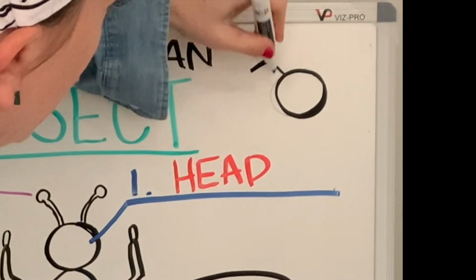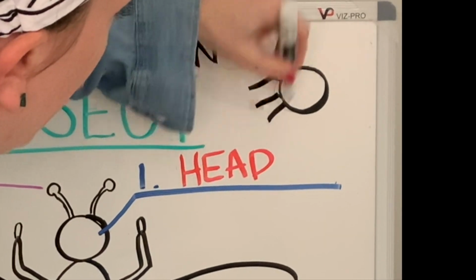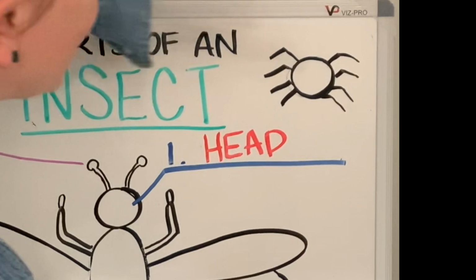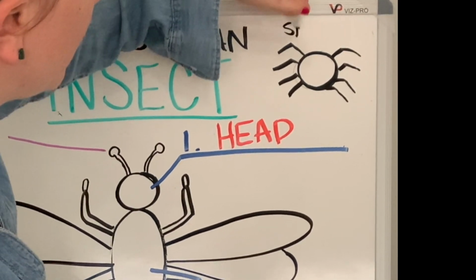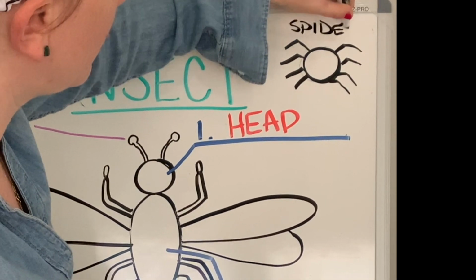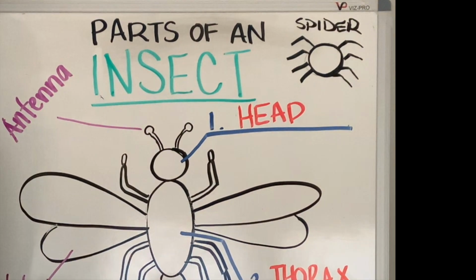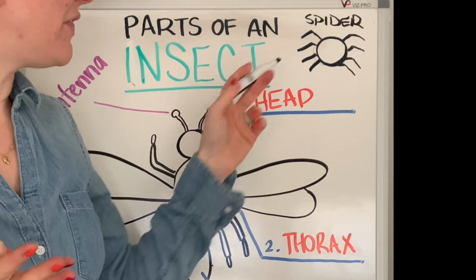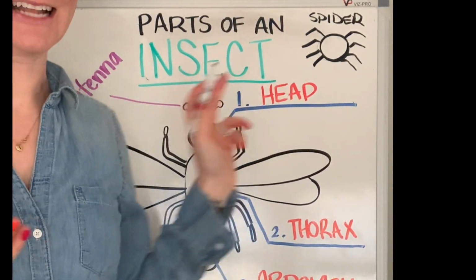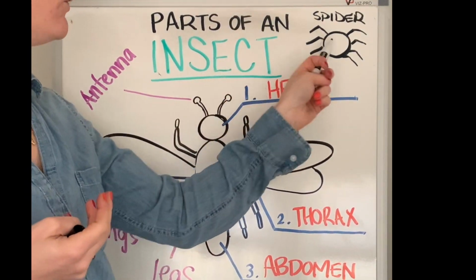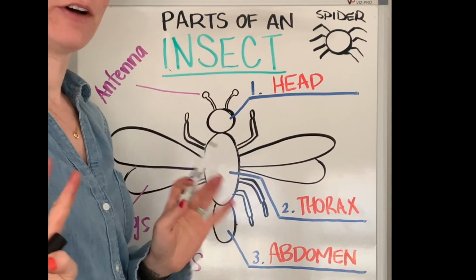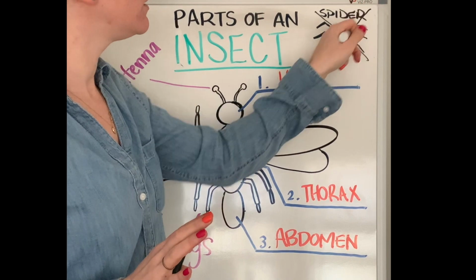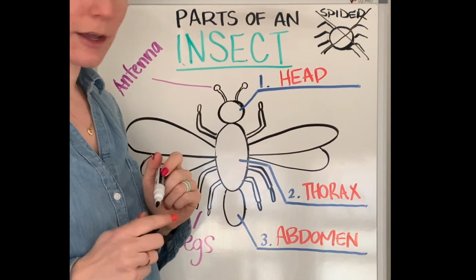This creature right here. And I want you to try to guess why a spider is not an insect. If you guessed that there are 8 legs, not 6, that is the reason why spiders are not classified as insects. So we should not be creating a spider for our drawing.